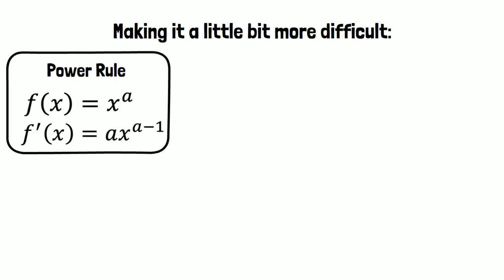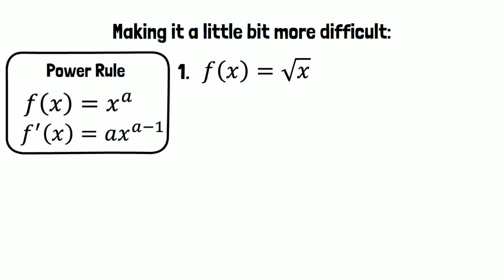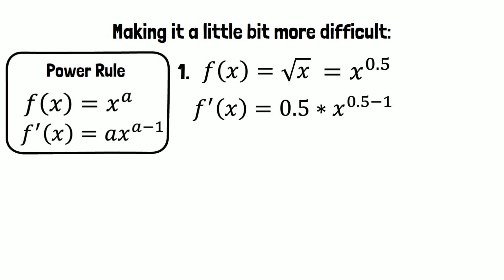Let's make it a bit more difficult now. We now have the square root of x. Do you know how to use the power rule to find the derivative of the square root of x? I'll give you a couple seconds to come up with an answer now, and you can pause the video if you need more time. The square root of x is the same as x raised to the power of 0.5. Applying the power rule now gives us 0.5 times x raised to the power of 0.5 minus 1. This is the same as 0.5x raised to the power of negative 0.5.